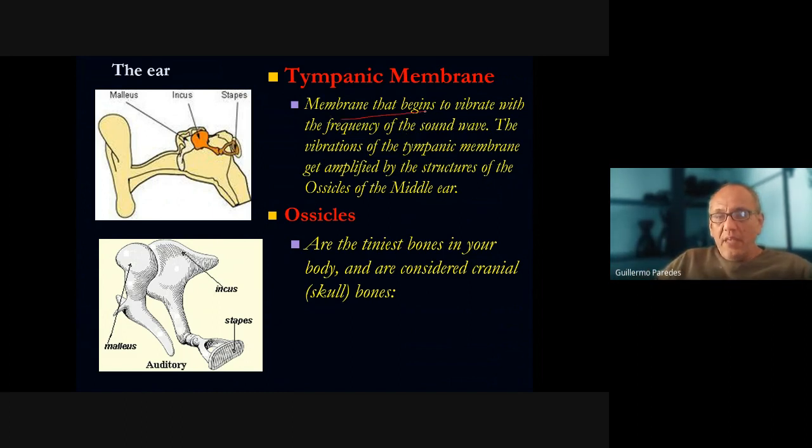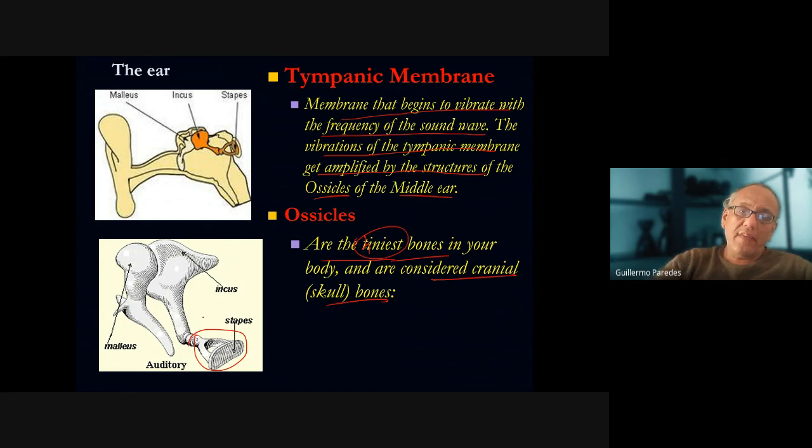The membrane begins to vibrate with the frequency of the sound wave, and the vibration of the tympanic membrane gets amplified by the ossicles in the middle ear. The ossicles are the tiniest bones in your body, and they are considered part of the cranial bones. We have the malleus, which looks like a hammer, the incus, which looks like an anvil, and the stapes, which looks like a stirrup. All right, so that is the amplification.